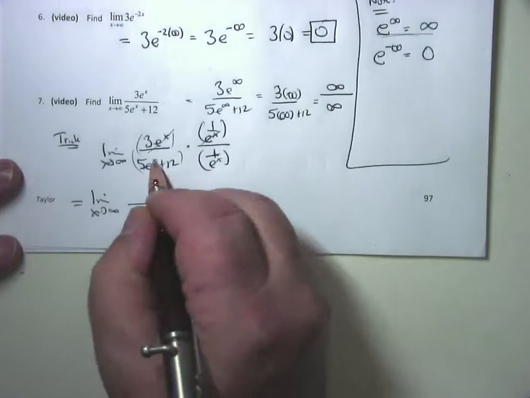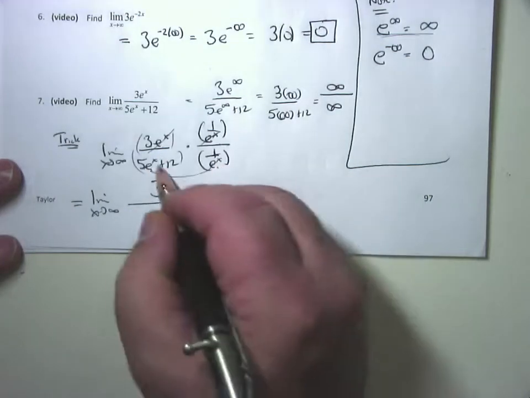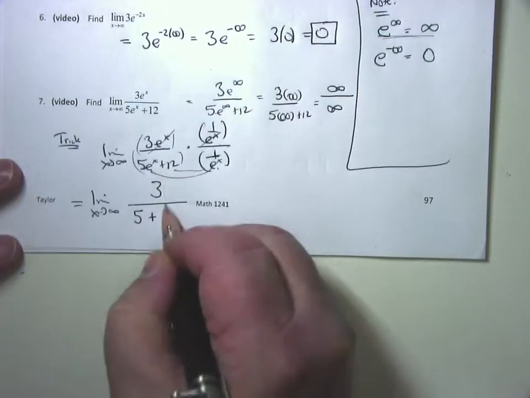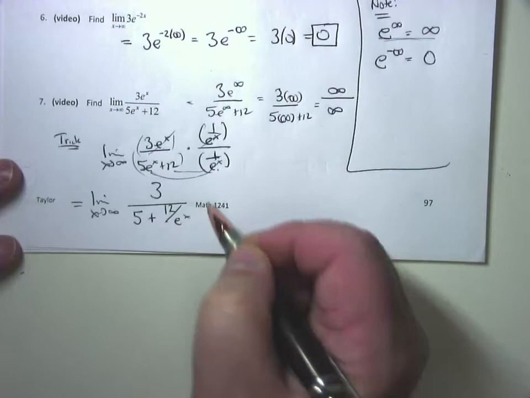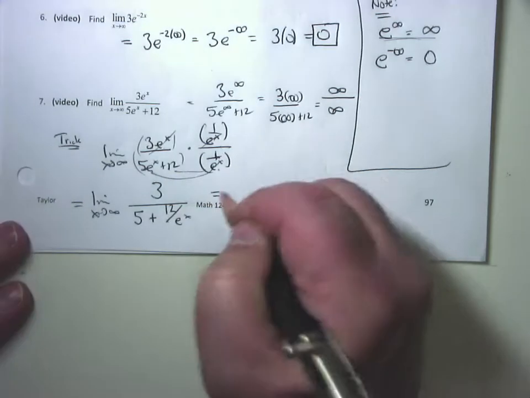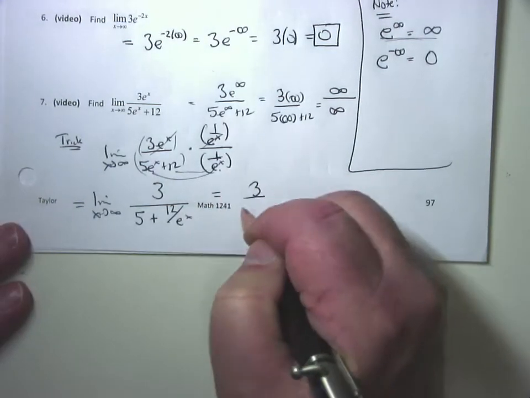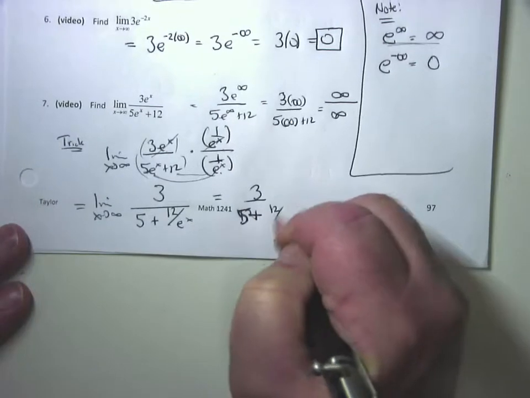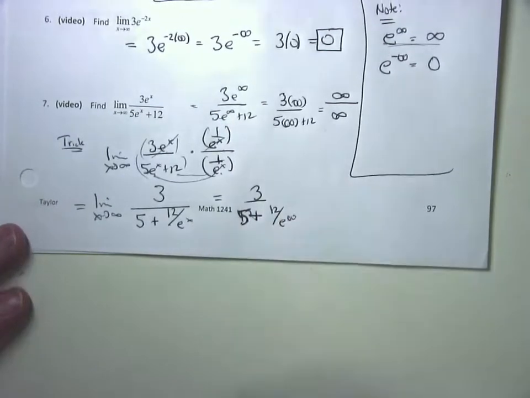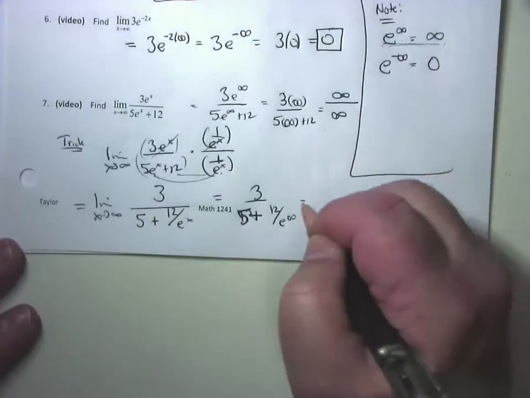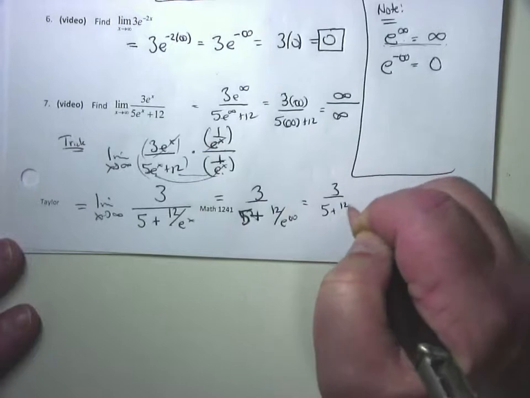5 times e to the x times 1 over e to the x. When I distribute, this e to the x cancels, so you're left with 5 plus 12 divided by e to the x. Now, plug in your infinity. So this would be equal to 3 over 5 plus 12 divided by e to the infinity. What is e to the infinity equal to? Infinity. So this is 3 over 5 plus 12 over infinity.